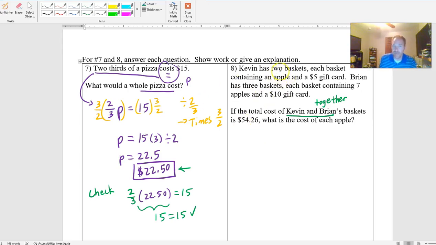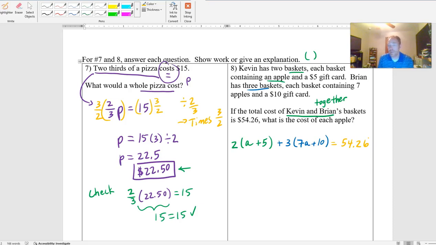So for Kevin, if you remember, for me, the baskets are parentheses. So Kevin's got 2 baskets. What's in Kevin's baskets? Each basket contains an apple, so maybe that's A, and a $5 gift card, so maybe that's just 5. And then we're going to add to that Brian's basket. Brian's actually got 3 baskets, so 3 sets of parentheses. What's in Brian's basket? 7 apples and a $10 gift card. And so all of that together is worth $54.26.